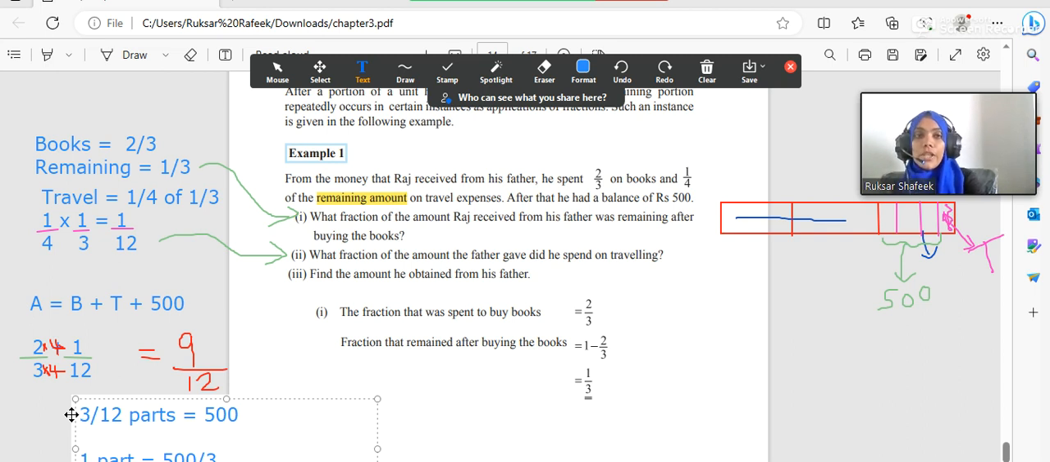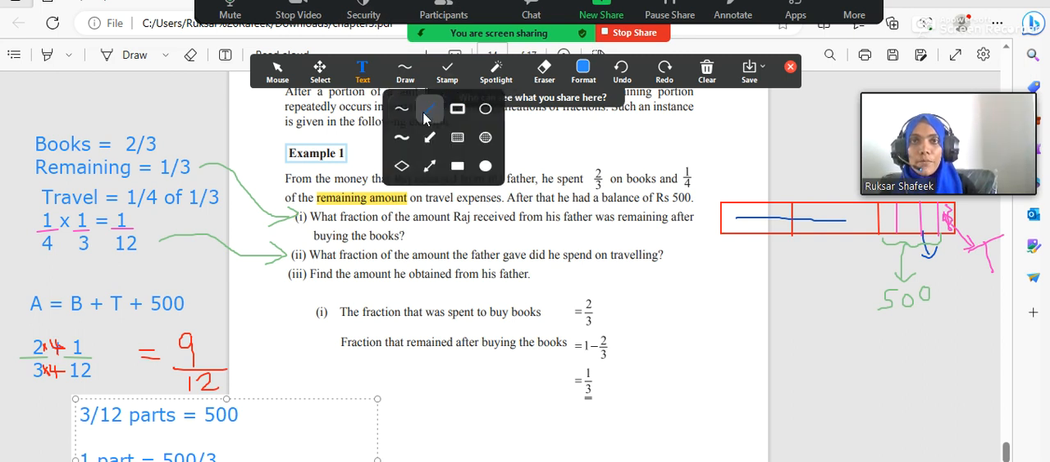And what is the question that they're asking? Find the total amount he obtained. That is the entire 12 parts is what we need to find. So to get the 12 parts answer, we have to do 500/3 multiplied by 12. So this is what we need to do. Now how can we simplify this?